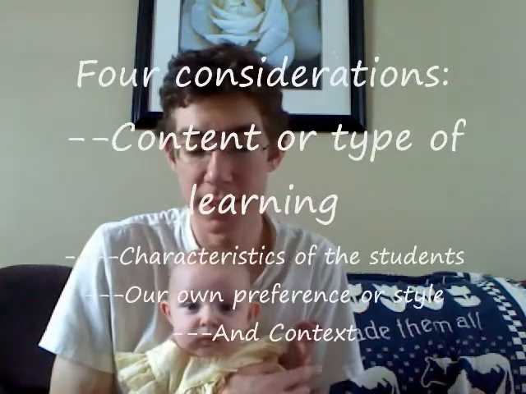I liked how Cratton mentions right away 4 considerations that are important: the content, or the type of learning, the characteristics of the students, our own preference or style as a teacher, and the context. That's right on the very first page, and a lot of that stuff is brought up again and again. So within the reading there are a lot of different examples about what types of methods and why you would choose them.